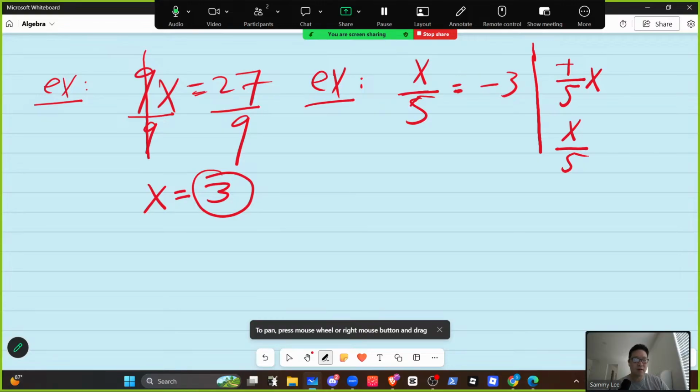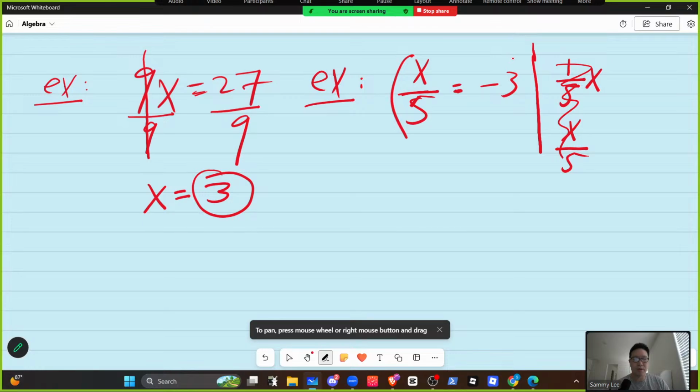All right, so x over 5 equals negative 3. x is being divided by 5, so what would be the inverse operation of that? Multiply by 5. And not only are we going to multiply by 5 on the left side, we're going to do it to both sides. So what I like to do is surround the whole thing by parentheses and multiply by 5.